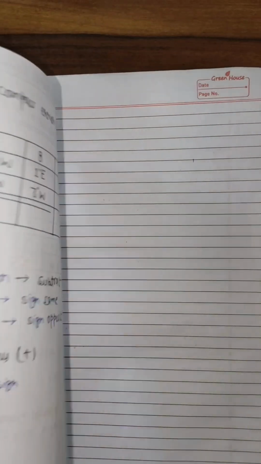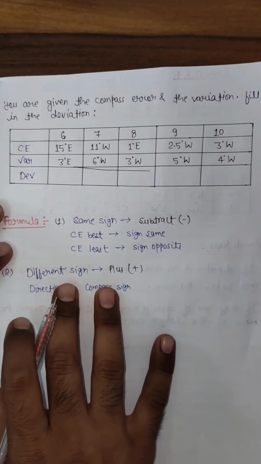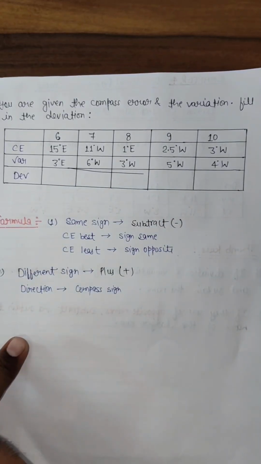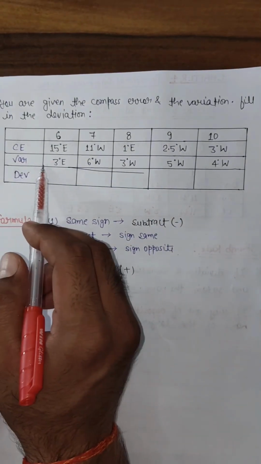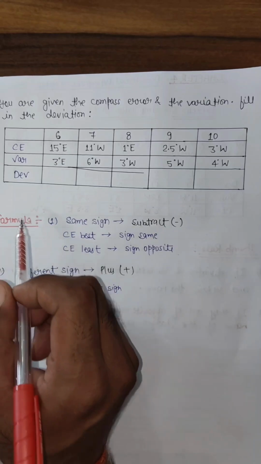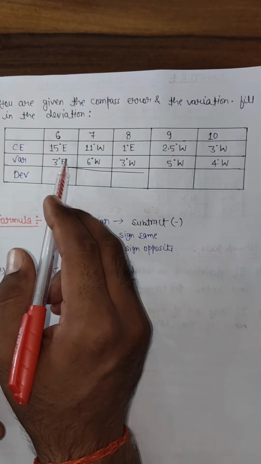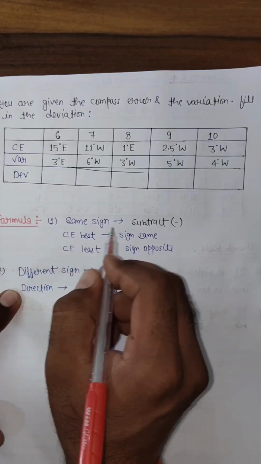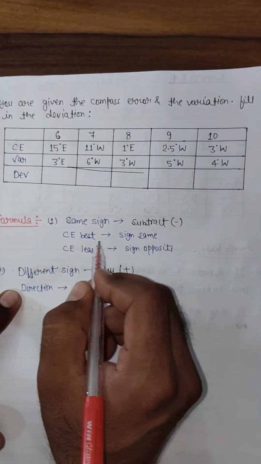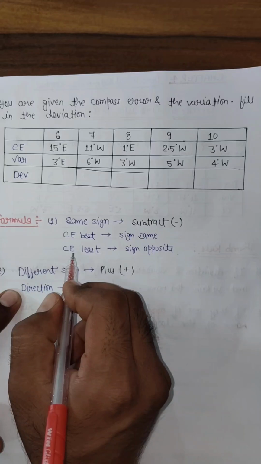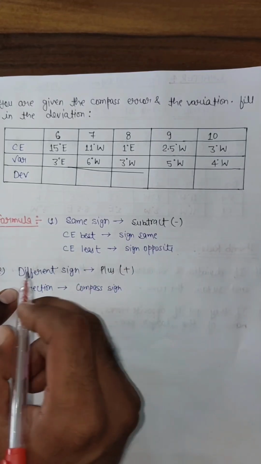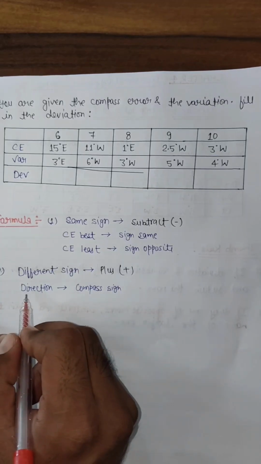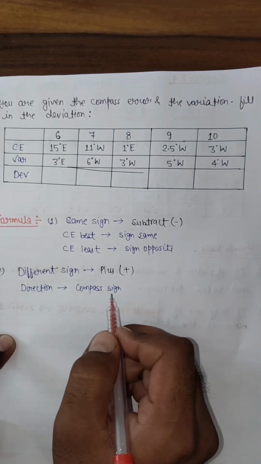Now let's move to the second question, that is: you are given the compass error and variation, fill in the deviation. So here compass error and variation are given, and we have to find out the deviation. In this type of question, there are two formulas. The first one is same sign, subtract. If the compass error is greater, then the sign would be the same. If the compass error is less, the sign would be opposite. And the second formula is different sign, we have to add, and the direction would be the compass sign.